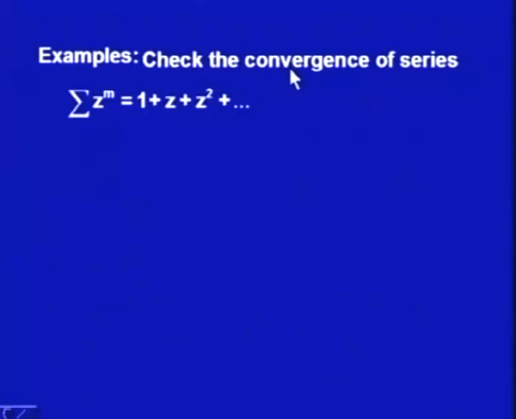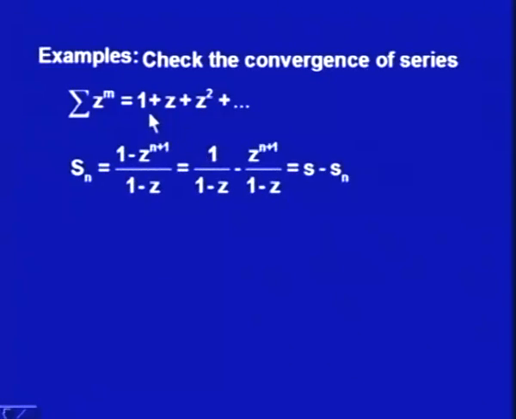Now, in this example, I will check the convergence of the series 1 plus z plus z square and so on. One can notice that it is a geometric series. So, if I consider the first n terms of this geometric progression, then Sn is equal to (1 minus z raised to power n plus 1) over (1 minus z). This is the well known formula for the sum of n terms of the geometric series.